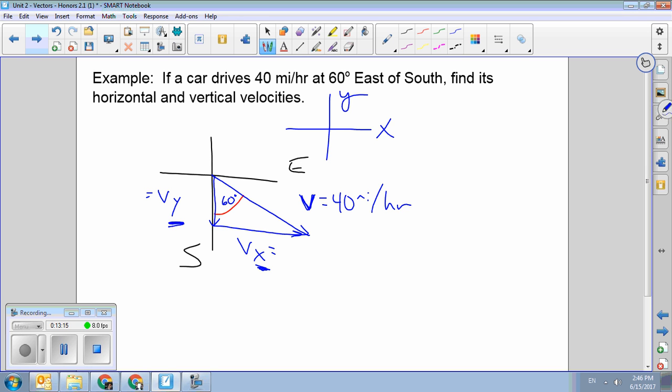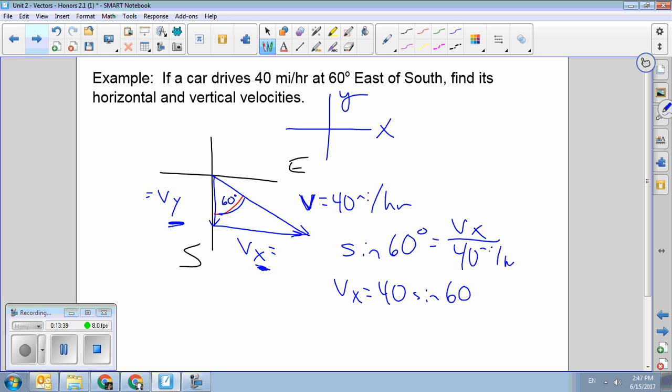From this point, it's now just a little bit of SOHCAHTOA to figure out what your missing component is. Here, my Vx is the opposite side, and I know my hypotenuse, so I think I can use sine. The sine of 60 degrees ought to be my opposite over my hypotenuse. That means Vx is just going to be 40 times the sine of 60 degrees. Make sure your calculator is in degrees, not radians, and find out what your Vx is. It gives you 34.6 miles per hour. That is a representation of how quickly the car is moving east.